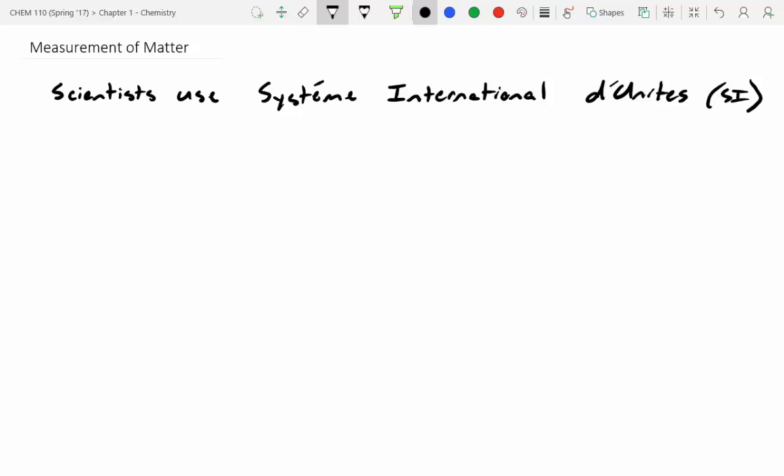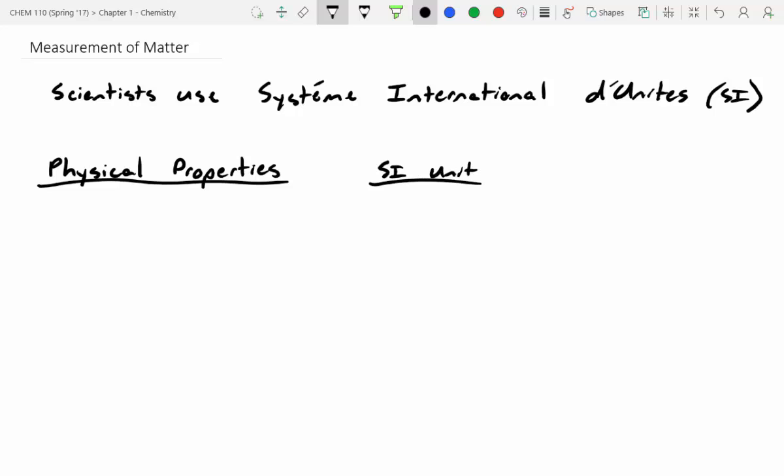So let's do a list of physical properties. And then we'll have the SI unit. And then we'll have the symbol that's used to represent that unit. All right, first one, we'll do length.